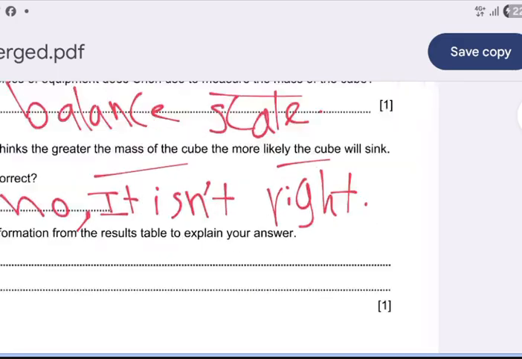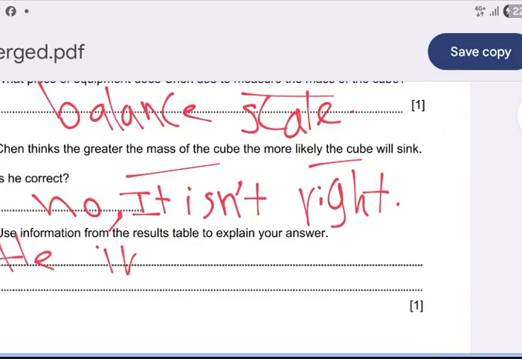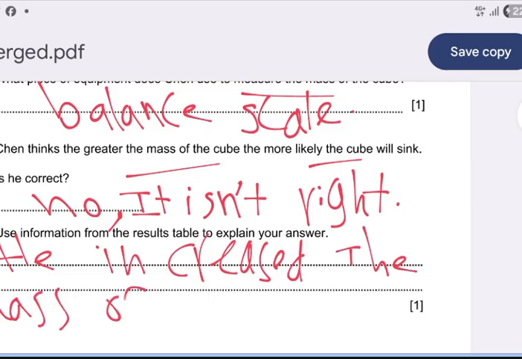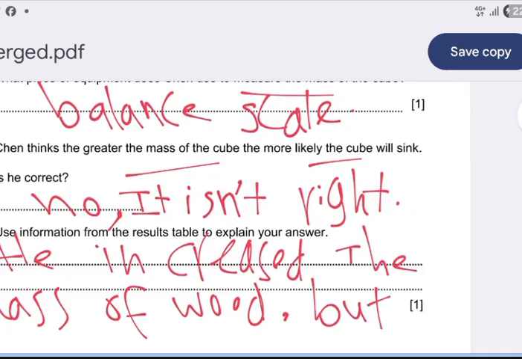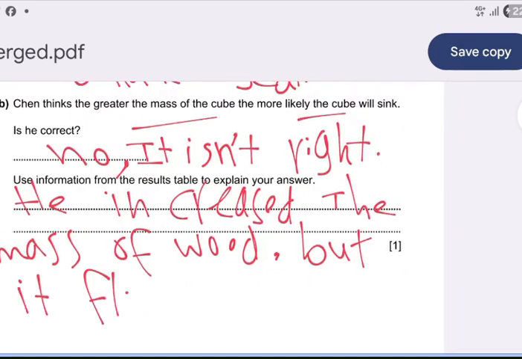So you said he increased the mass of wood, but it floats. And also the steel, he makes it less by only 200 gram, less than the wood, and it still sinks. So it's according to the type of the material, not about increasing the mass.